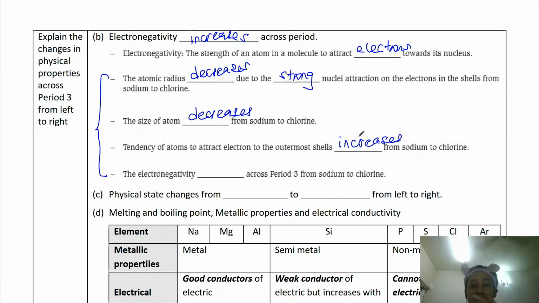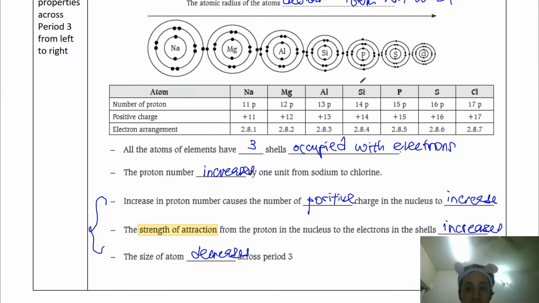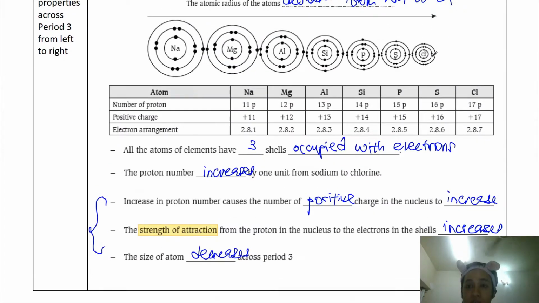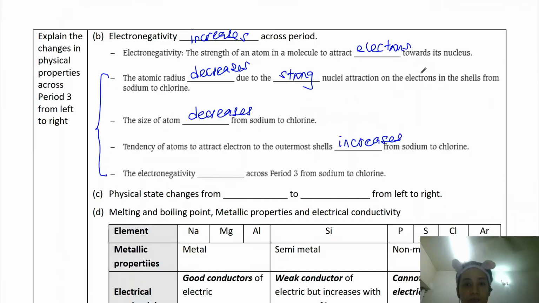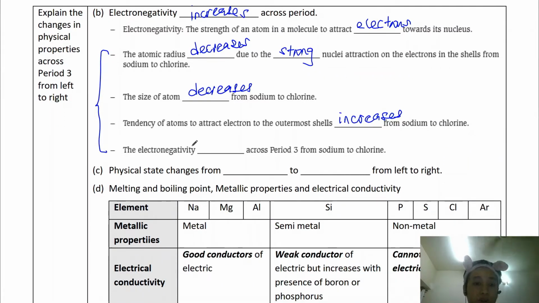Because when you are smaller in size, the distance from the nucleus to the electrons outside is shorter, so it's easier to pull the electrons. Therefore your electronegativity increases across the period. Those are the two important trends that you must know: atomic size and also electronegativity.